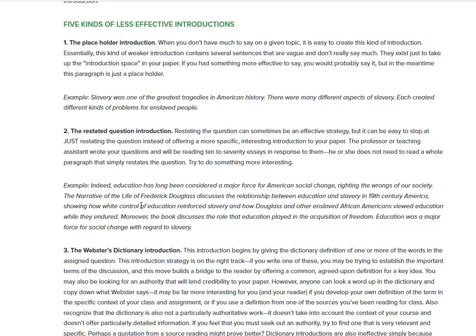The restated question introduction. Restating the question can sometimes be an effective strategy, but it can be easy to stop at just restating the question instead of offering a more interesting introduction to your paper. The professor or teaching assistant wrote your questions and will be reading 10 to 70 essays in response to them. So he or she does not need to read a whole paragraph that simply restates the question. Try to do something more interesting.